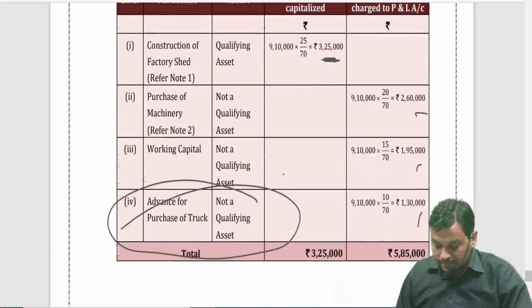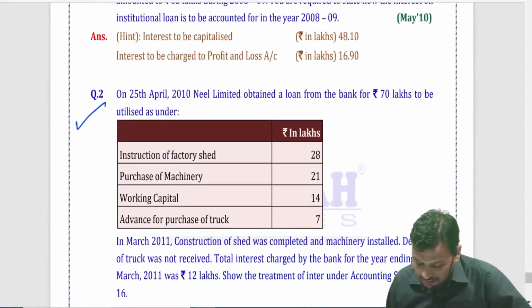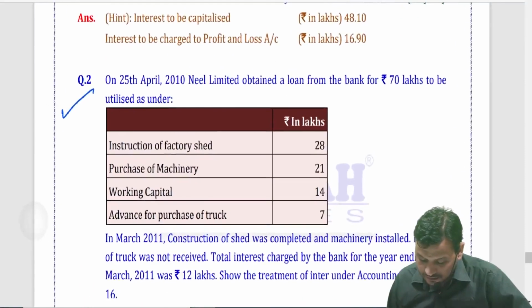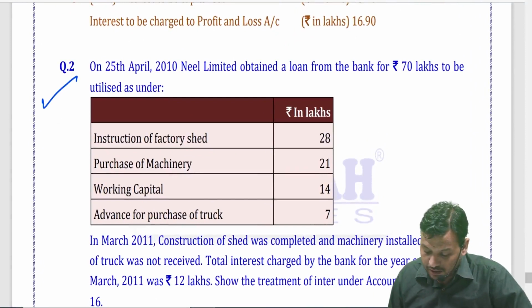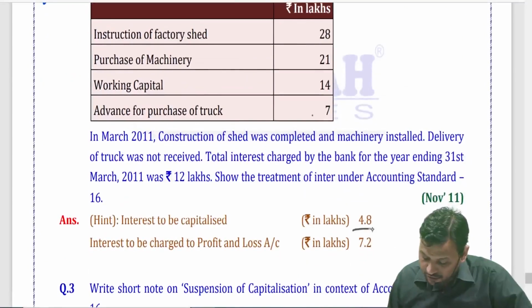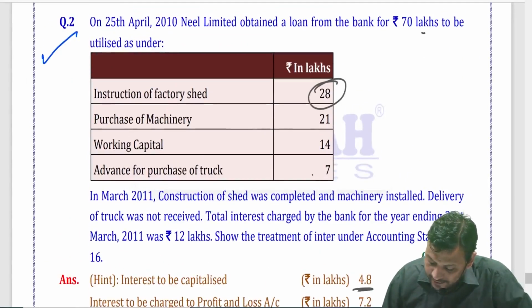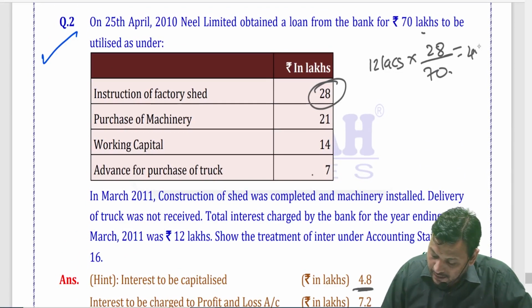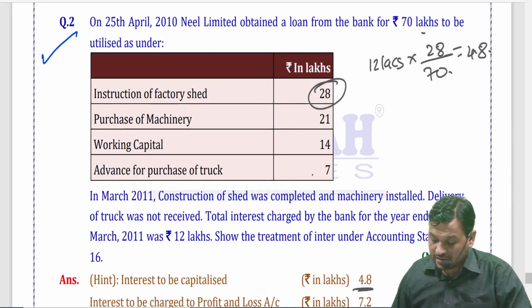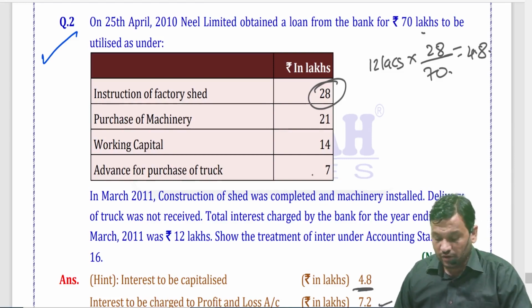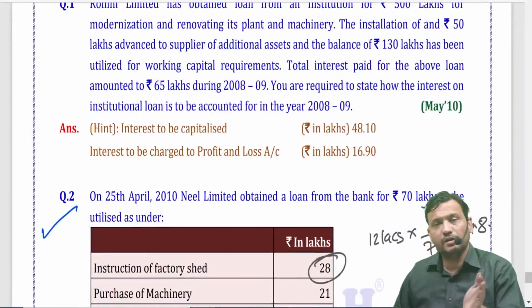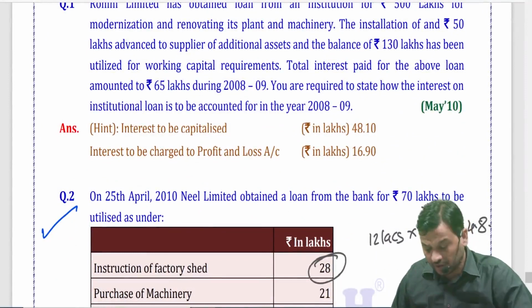This is correct. Here also, it's in the same way. You've taken a loan of 70 lakhs to be utilized as under. See, this truck is not a qualifying asset. Hence, the answer is 4.8. How did I get 4.8? So can I say it will be nothing but 12 lakhs into 28 by 70. 12 lakhs is my interest. 4.8, and the remaining amount is getting expensed off. Your presentation has to be the same way as what we did. Particulars, amount to be capitalized, amount to be expensed off, and total.